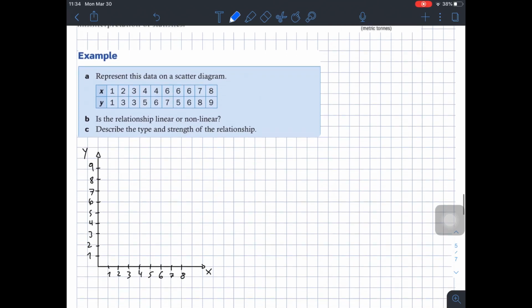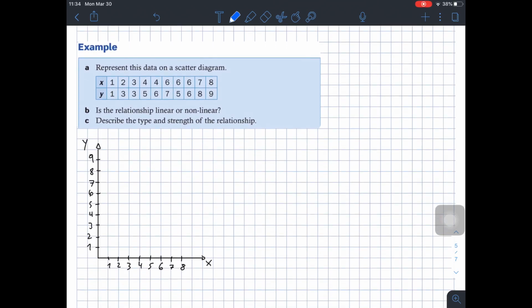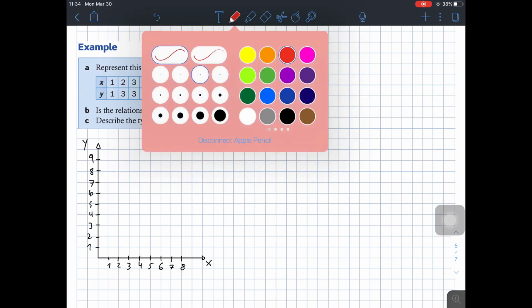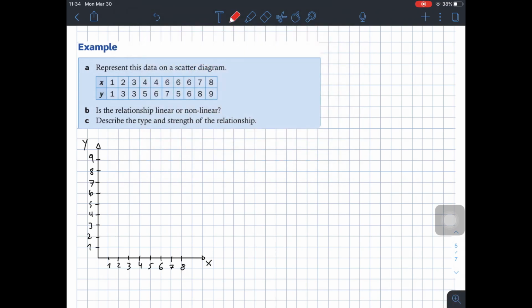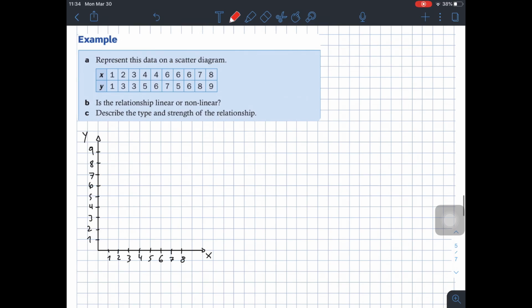Okay, so let's continue with this example. I'm going to show you first how to draw a scatter diagram by hand, and we're going to start using concepts of correlation first. So it says represent this data on a scatter diagram. How do we represent this? We just need to plot this as pairs of points. This is one point, this is another point, this is another point, and so on, right?